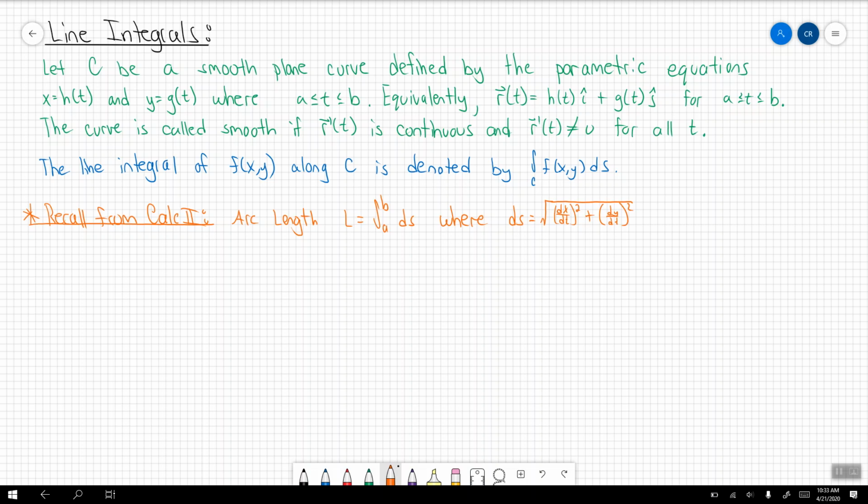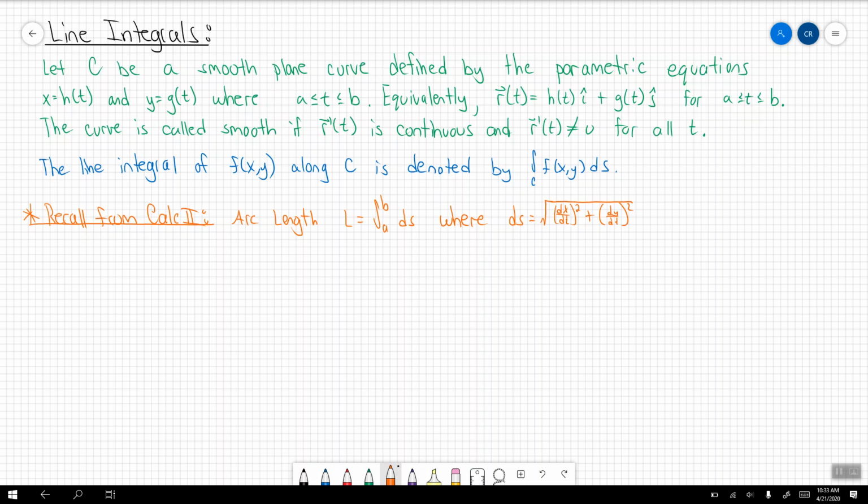Now we want this curve to be smooth, and it's going to be smooth if the derivative of this position function is continuous and if it's not equal to 0 for all of the t within the domain. The line integral, this is where we get into the definition for the line integral.